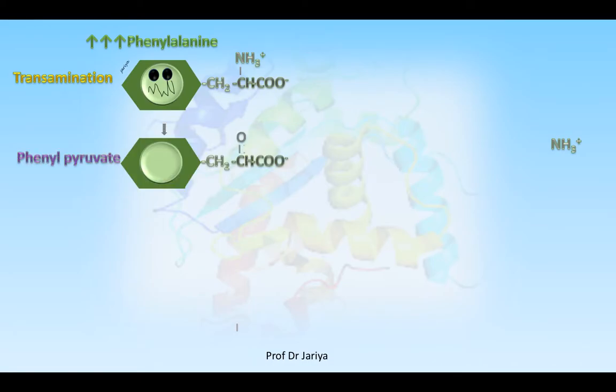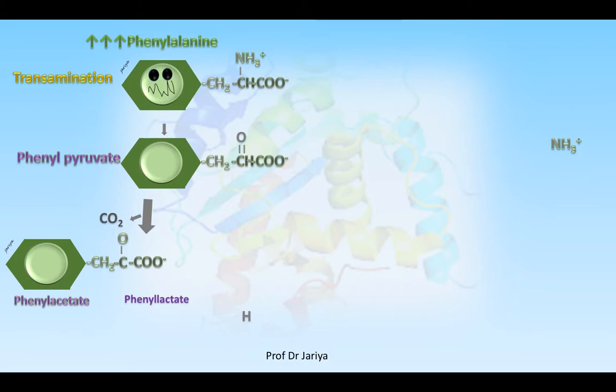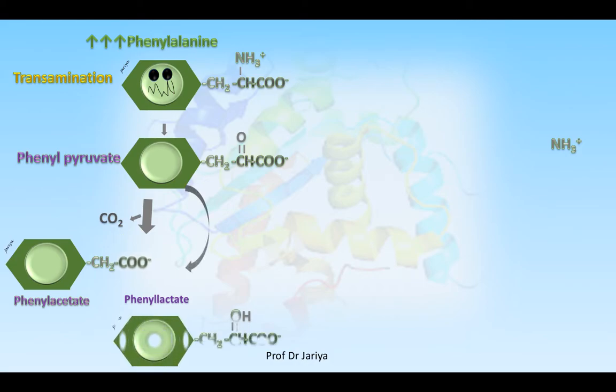Phenyl pyruvate, phenyl acetate, and phenyl lactate are not normally produced in significant amounts in presence of functional phenylalanine hydroxylase. However, these are elevated if there is a deficiency of phenylalanine hydroxylase or any of the enzymes required to synthesize or regenerate tetrahydrobiopterin and dihydrobiopterin. So here we can see that if phenylalanine is elevated, it is diverted into the pathway for the formation of phenyl lactate and phenyl acetate.